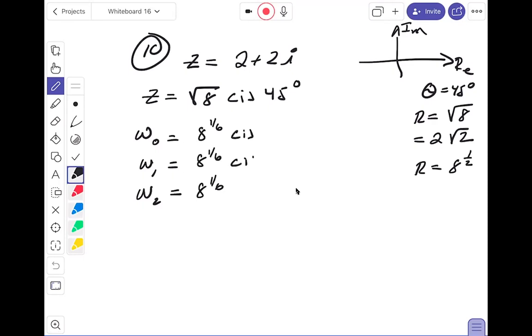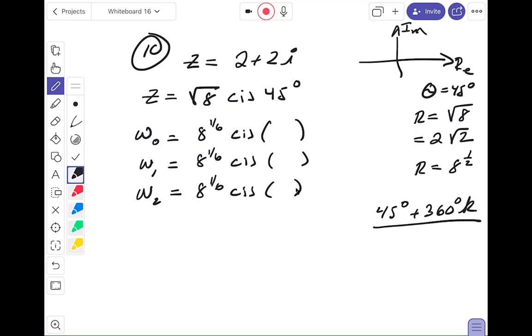CIS, CIS, CIS. All right, let's write this down. 45 degrees plus 360-degree K over 3 with the understanding K is 0, 1, 2. All right, let me simplify this. This would be 15 degrees plus 120 degrees K. Let's take K to be 0. You get 15 degrees. Then I go up 120. That's going to be 135 degrees. Then I go up 120.